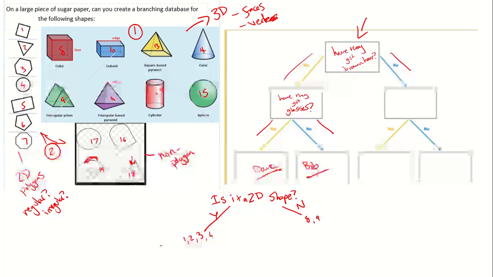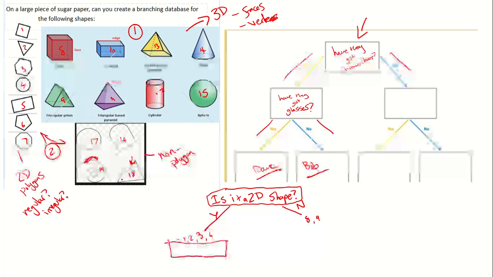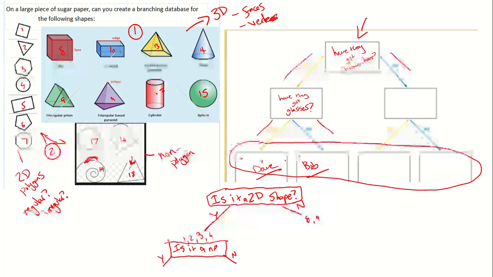And then what I would do is I would concentrate on one side. So then, okay, so there's my question there. Make sure the question goes in a box. My next question, how would I separate all these 2D shapes? Well, I've got polygon, non-polygon, haven't I? Is it a non-polygon? I'm going to put NP just because I can't fit it. No. Yes. And you would carry on until you have something that looks like this, where you've got a shape at the bottom.